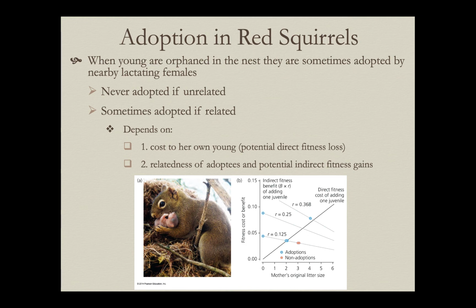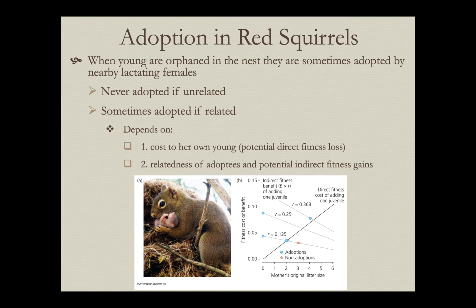Red squirrels will sometimes adopt individual pups that have been abandoned for some reason. So typically, if mom dies and these young are going to die on their own unless they're adopted by another individual, sometimes that does occur. If they don't have any relatives nearby, they're toast. They're not going to make it. They're never going to be adopted if there isn't a relative nearby.